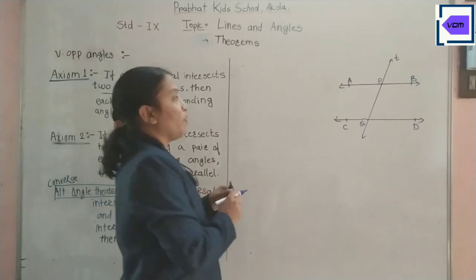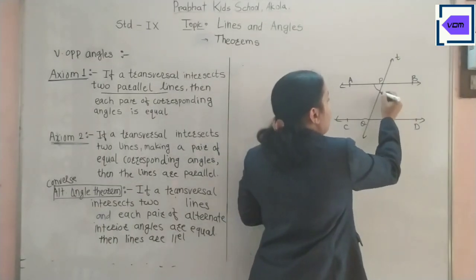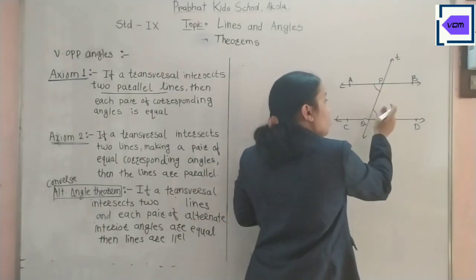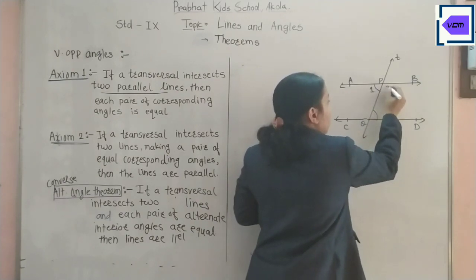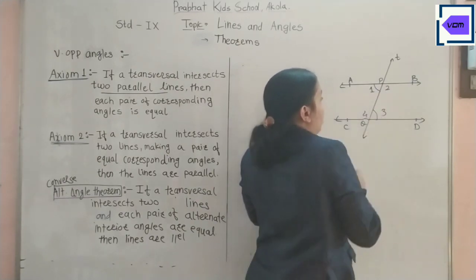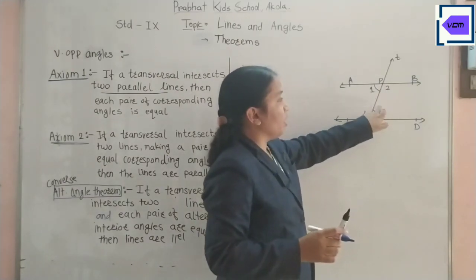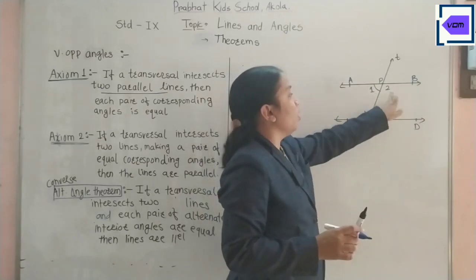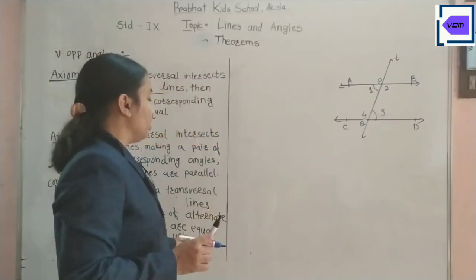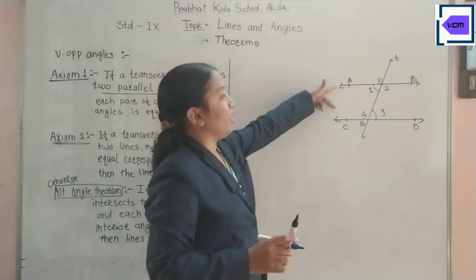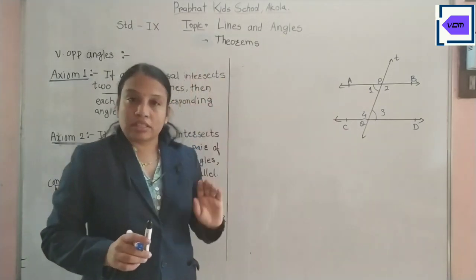Each pair of alternate interior angles, this is one pair, is equal, given that angles 1, 2, 3, 4 are alternate angles and are equal. Each pair means 1 and 3 are equal, 2 and 4 are equal. Then what we have to prove is that line AB is parallel to line CD.